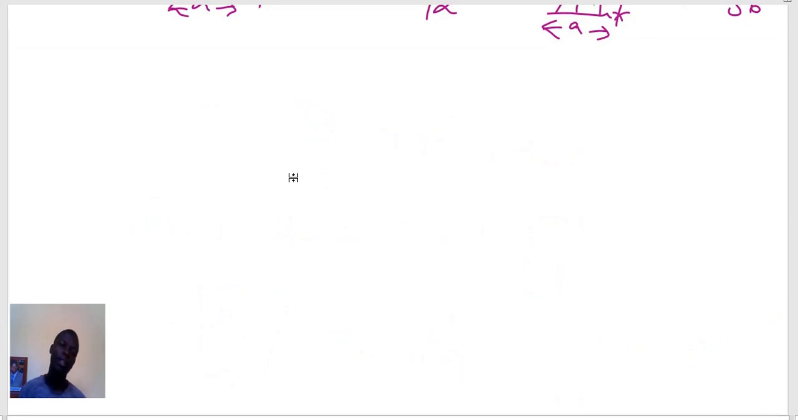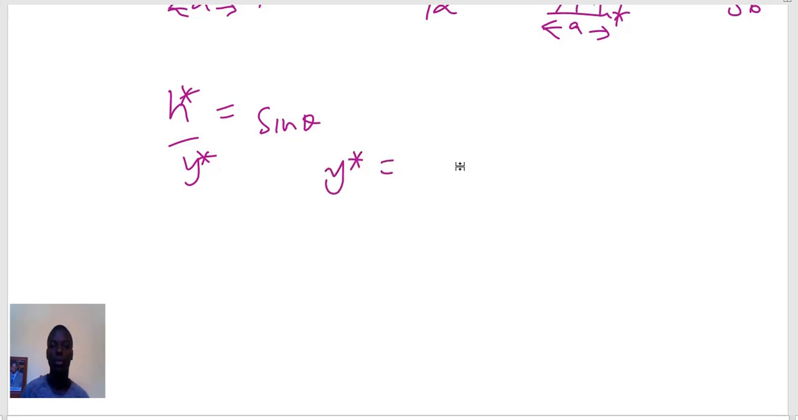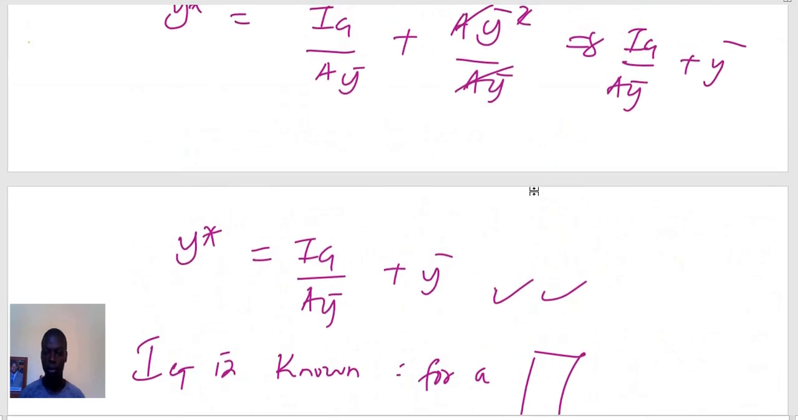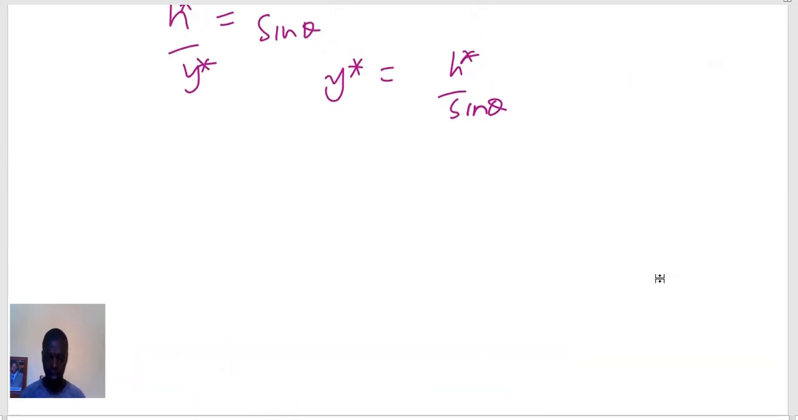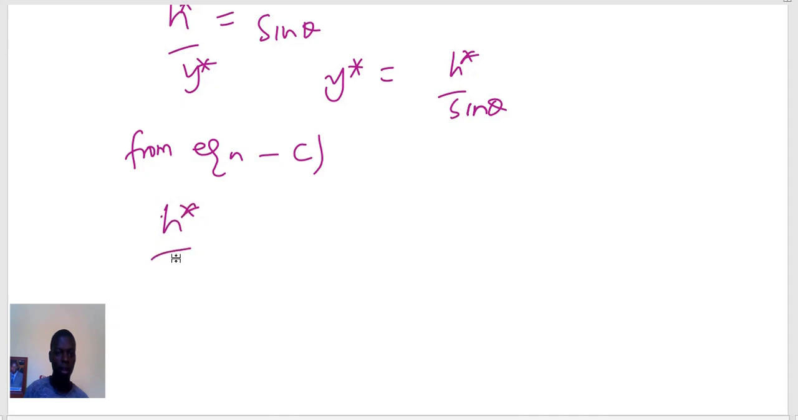Now, if this y star is the center of pressure about an axis OO, then if it is required in terms of depth h, then h star over y star is equal to sin theta. It means y star will therefore equal h star over sin theta. So substituting it in this equation, if this equation is called equation C, from equation C, if we substitute in a value for y star, it means h star over sin theta is equal to Ig over A times y bar.